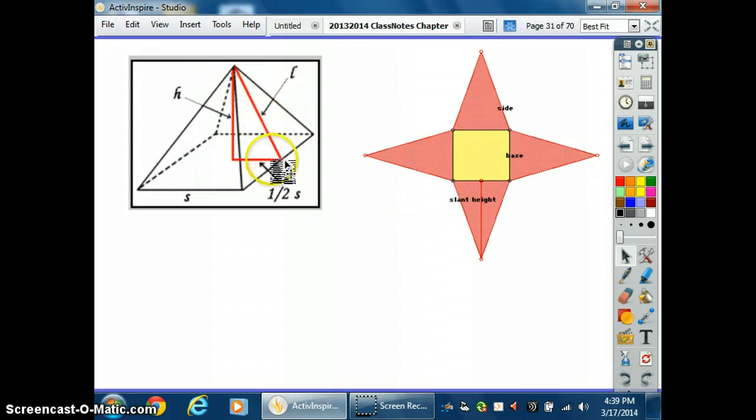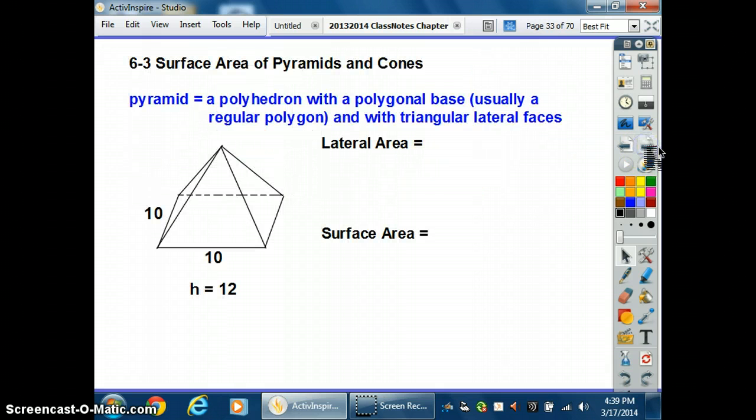And then from here to the center of the square would be the apothem. Okay, and it's 1/2 the side of the square. All right, let's go ahead and try some problems. A pyramid is a polyhedron with a polygonal base, and it's usually a regular one. And here let's pretend like this is square, 10 by 10, and it has triangular faces all the way around. And let's say the height of this pyramid is 12.